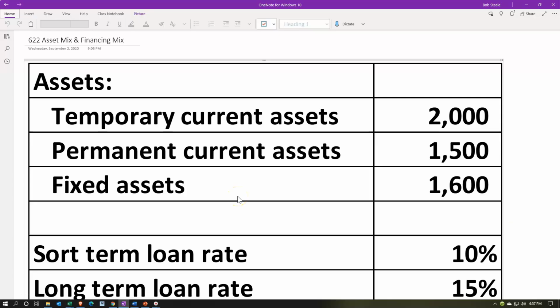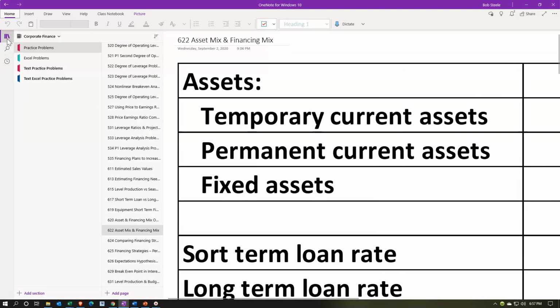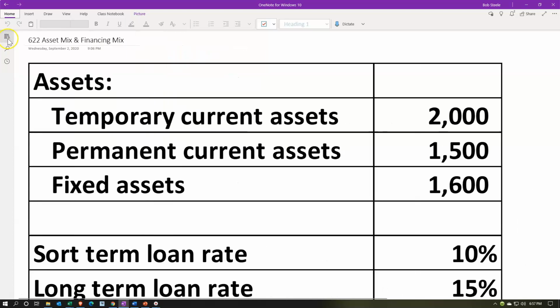Here we are in OneNote. If you would like to follow along in OneNote, you're not required to do so, but if you have access to it and would like to, we are in the 622 Asset Mix and Financing Mix tab in the Practice Problems section. We're going to go over the information up top, then we'll have a smaller component of that information that we can use to go through the practice problem.